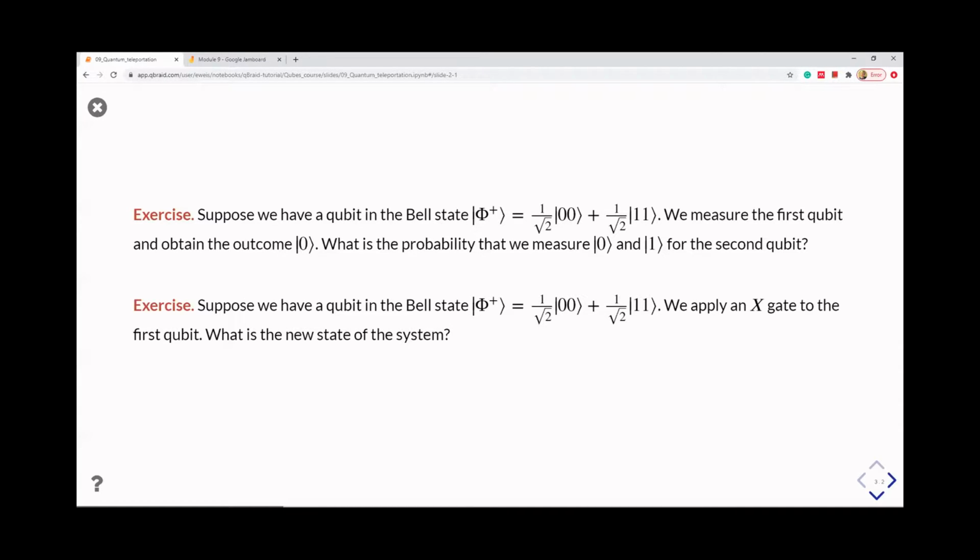Okay, so we have 1, 0, 1, 1. Any other possibilities? Any other ideas?